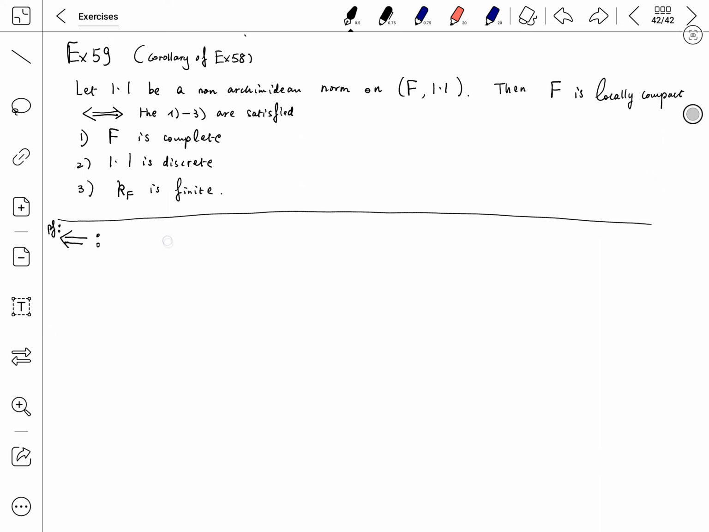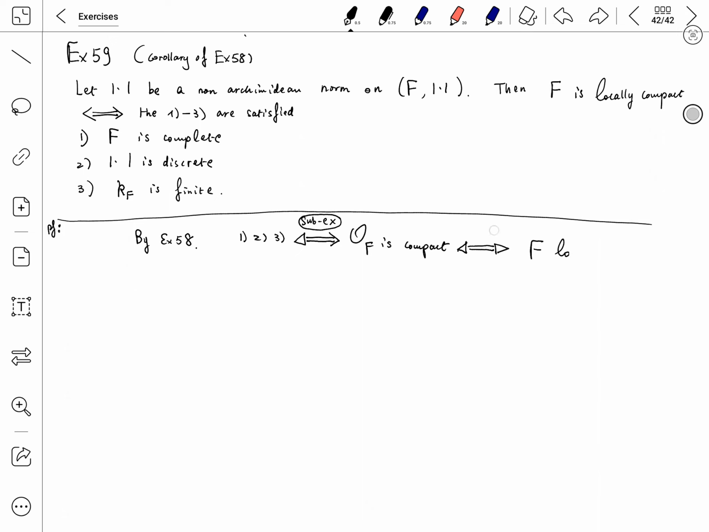By exercise 58, conditions 1, 2, 3 imply OF is compact. So, which means actually, if I put a sub-exercise to show that this is if and only if, then we are done, because we have proved this. This is equivalent to the fact that F is locally compact.